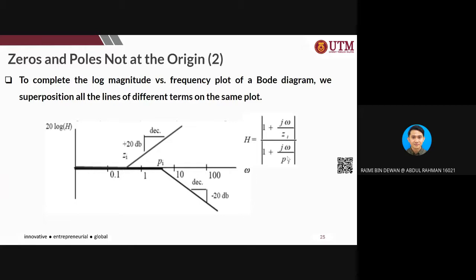Then we have this one, a pole not at the origin. Because it is a pole in the denominator part, the slope drops, negative 20 dB per decade, which is this. Decibel is actually a capital B, dB. This one is also a typo there.